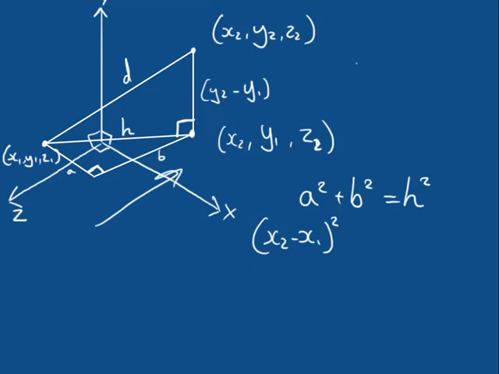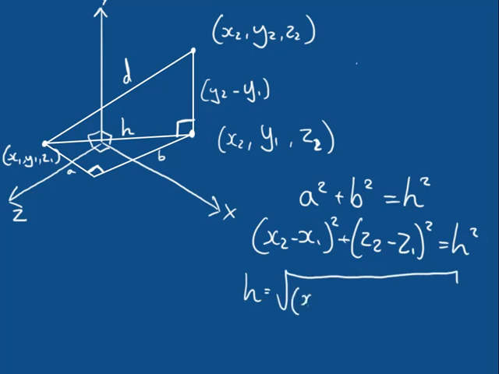B is travelling parallel to our z-axis, which means that we're only travelling in z, which means we can take the difference of our 2 z coordinates to find the length of B. So z2 minus z1 all squared is equal to h squared. And we know from that that we could go ahead and find the length of h as the square root of x2 minus x1 squared plus z2 minus z1 squared.